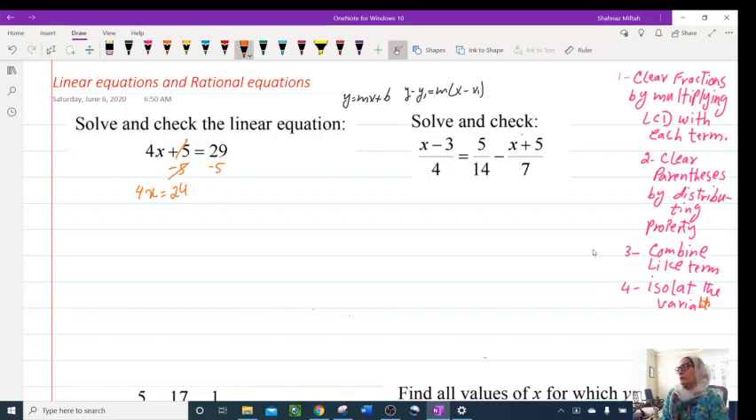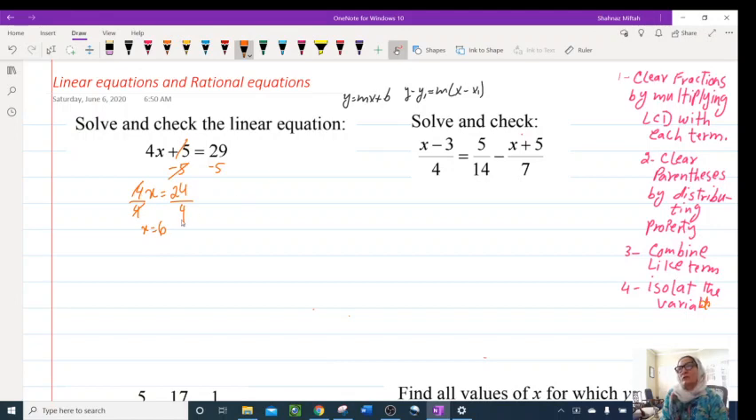Now the last step, isolate the variable. I'm going to isolate x using the opposite operation again because I have to move the 4 to the other side of the equal sign, and this time the opposite operation is division because we have multiplication. 4 times x, the 4s cancel out, and my x is equal to 6.